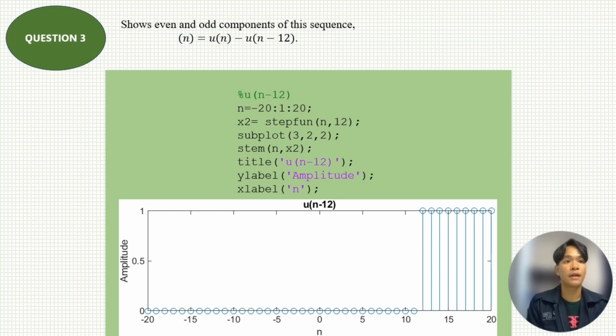The subplot 322 means that the position for this figure is position number 2. We use stem as before because it is a discrete time signal, and then the title, the y label and the x label. So for un minus 12, the signal is like this.